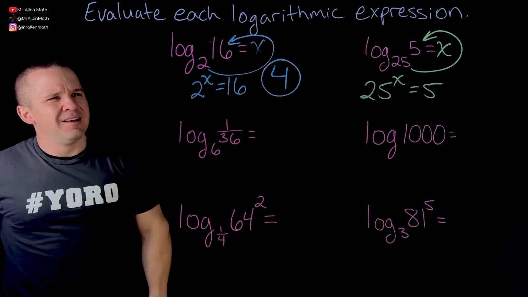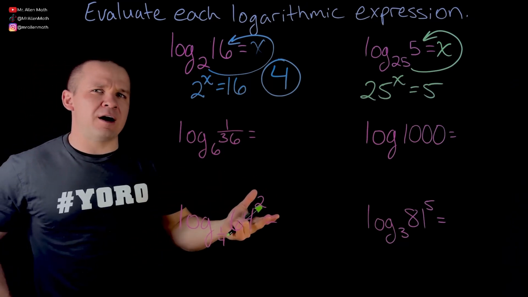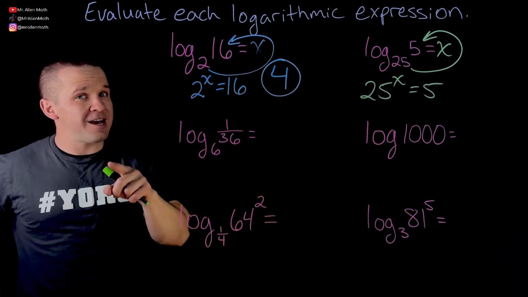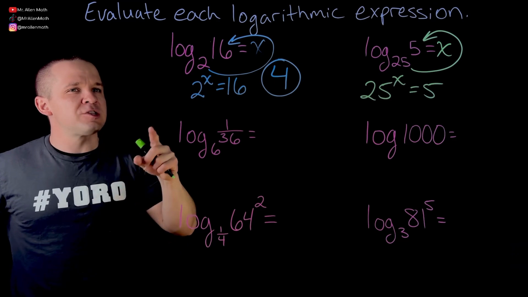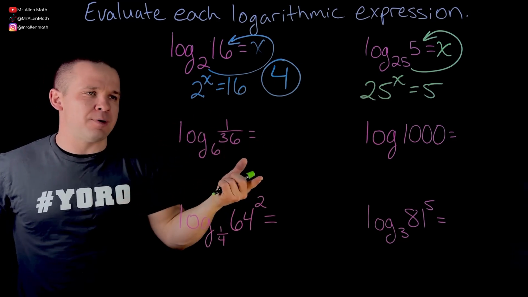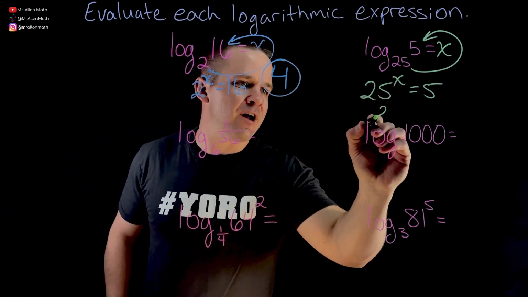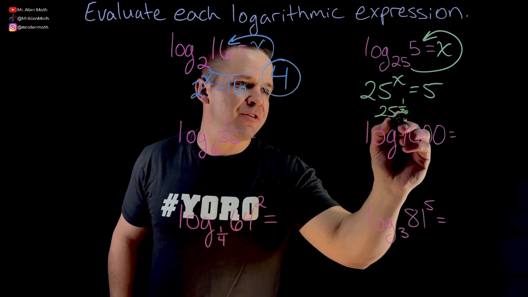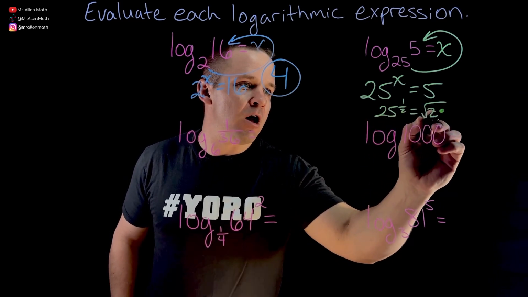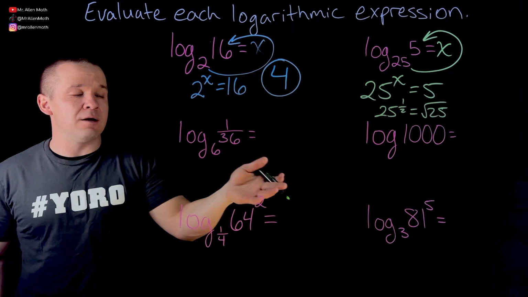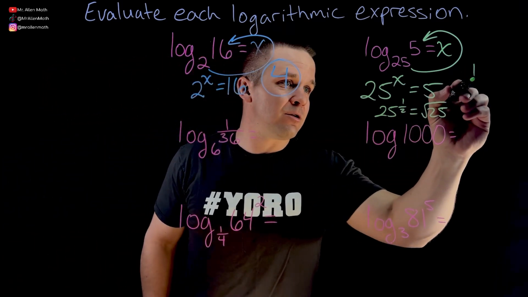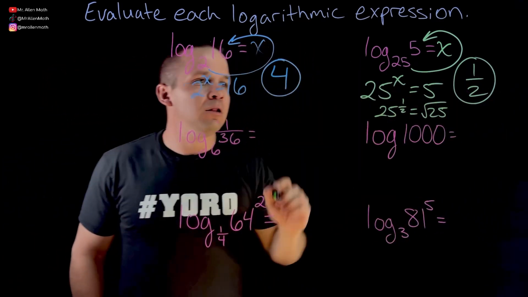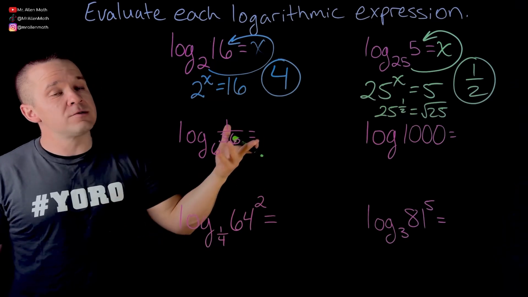Well, isn't the square root of 25 5? Yes. And how do you write a square root as a rational exponent? Well, that would be 1/2. If I had 25 to the 1/2, that's the same thing as saying the square root of 25. Those are equivalent statements there. So in other words, my answer here is 1/2 for x. So log base 25 of 5 is 1/2.